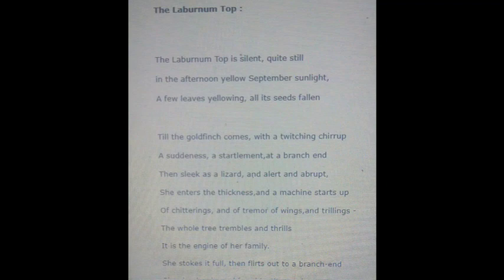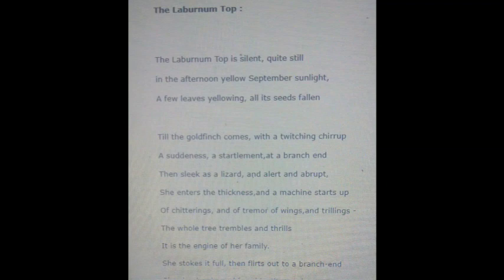And it is the engine of her family. What is the engine of her family? This movement of the goldfinch. It is used actually for goldfinch. When the goldfinch bird comes there and presents a movement, it is the engine of our family.